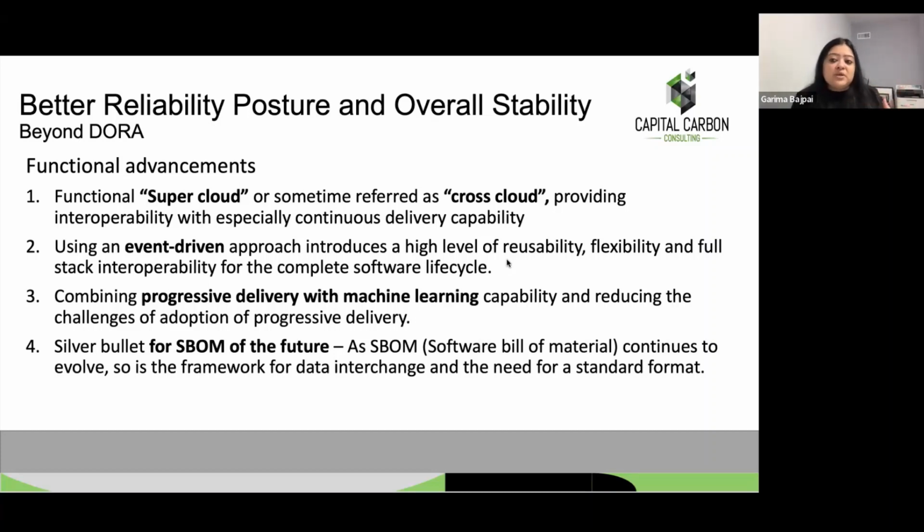The third functional advancement I would emphasize is progressive delivery with machine learning capability and reducing the challenge of adoption of progressive delivery. The fourth bullet item, which I call the silver bullet, is SBOM for the future. As SBOM, software bill of material, continues to evolve, so does the framework for data exchange and the need for a standard format. So these are the functional advancements which you can correlate to your measurement of success in getting to that optimal operating model.